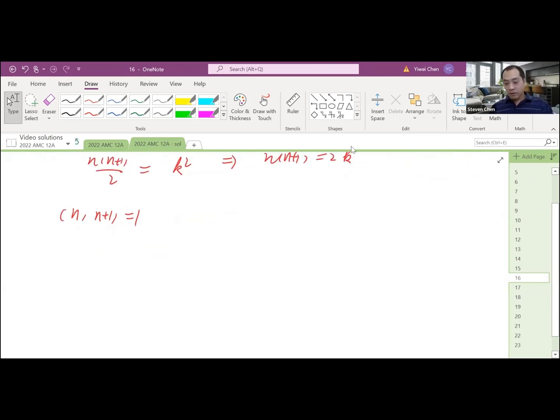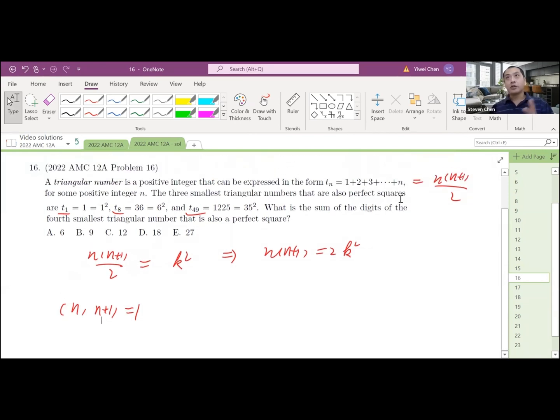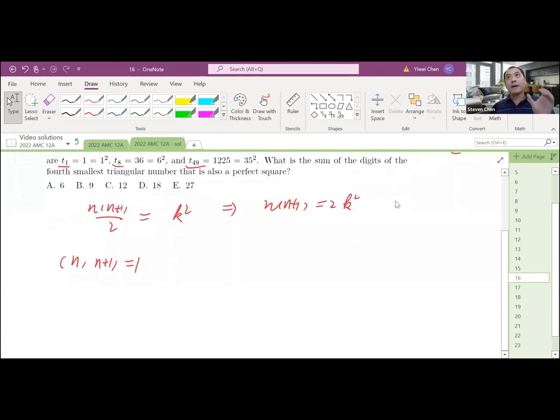First, we observe that the right-hand side has a 2, right? This 2 must be sent to either n or n plus 1. So think about it. Suppose 2 is sent to n. Then n is even, so n plus 1 cannot have 2; it must be an odd number. And suppose 2 is sent to n plus 1, then n must be an odd number because n plus 1 is even, right? This is the first observation.